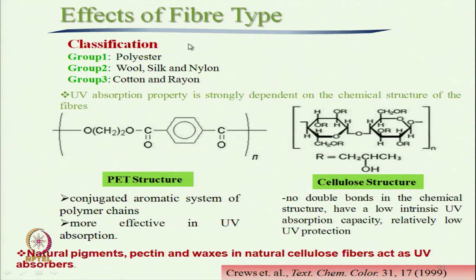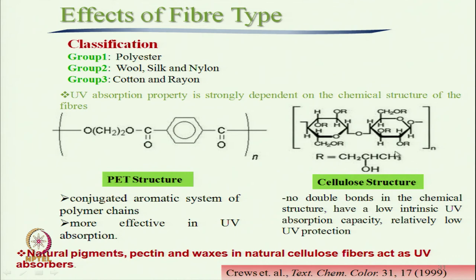Here, these are classified into three different groups. Polyester is one group, group 2 is wool, silk, nylon, and group 3 is cotton, rayon. These are cellulosic structures, and polyester has a conjugated aromatic type structure in its polymer chain. Due to this type of structure, polyester is UV protective. This type of structure is more effective in UV absorption.